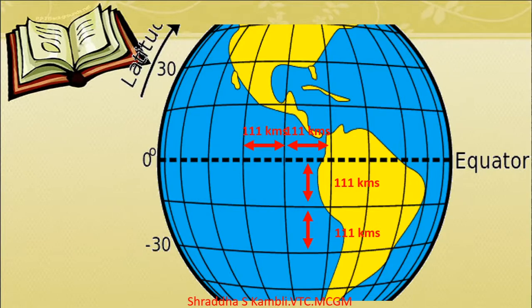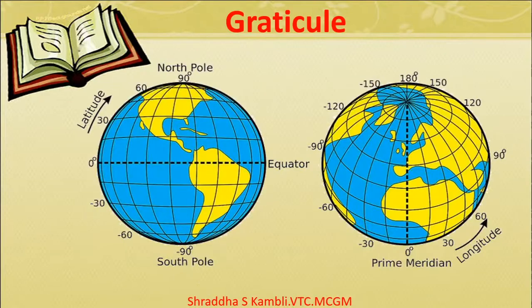Okay, children? So this was about the latitudes and longitudes. Together, we call them the Graticule. So this was what was important, and this was to be studied in this particular lesson. Now how we will use a graticule, we will learn it in the next lesson, Let's Use the Graticule.